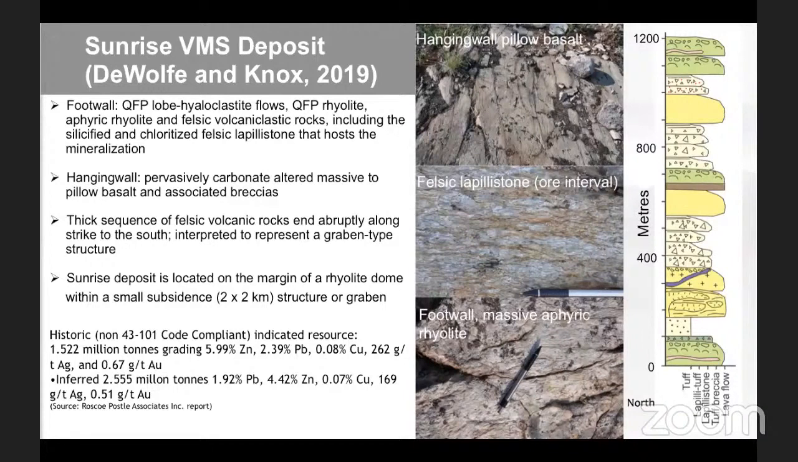As we move up into the hanging wall of the deposit, we see carbonate altered massive and pillow basalt flows with mafic volcaniclastic rocks and zones of breccia. Our work revealed synvolcanic faulting adjacent to the rhyolite domes. This is consistent with a subsidence structure or a graben.